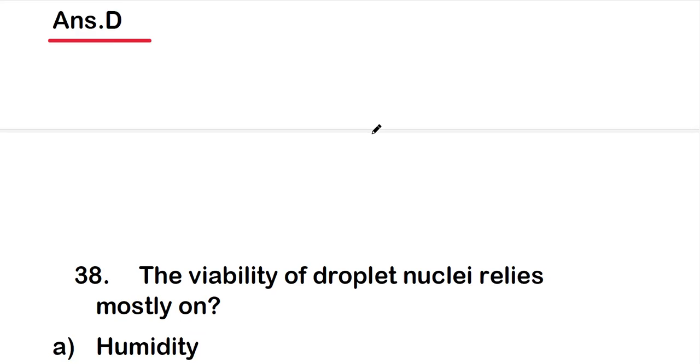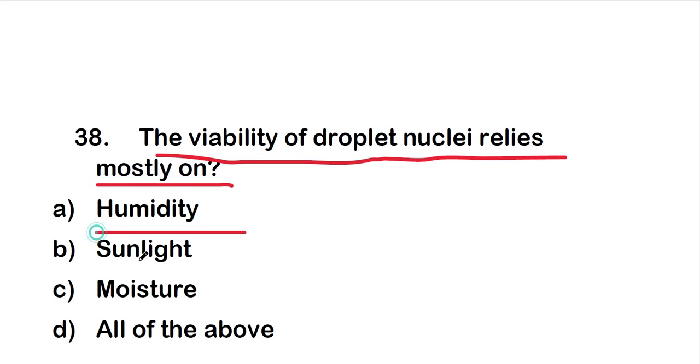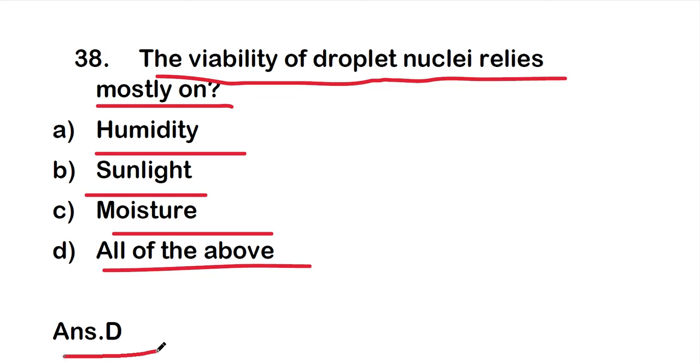Okay, so the next one is, the viability of droplet nuclei relies mostly on humidity, sunlight, moisture, or all of the above. And the right one is option D, that is all of the above. So the viability of droplet nuclei relies mostly on humidity, sunlight, moisture.